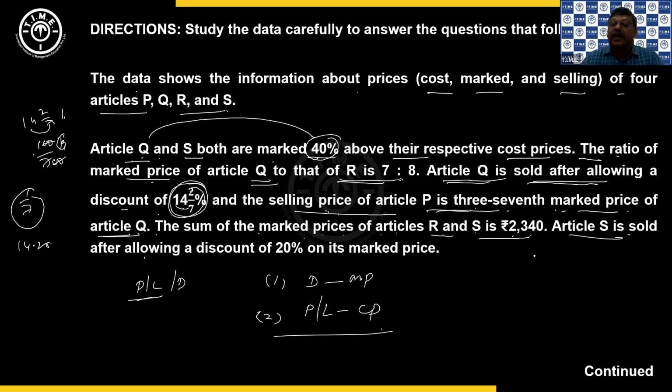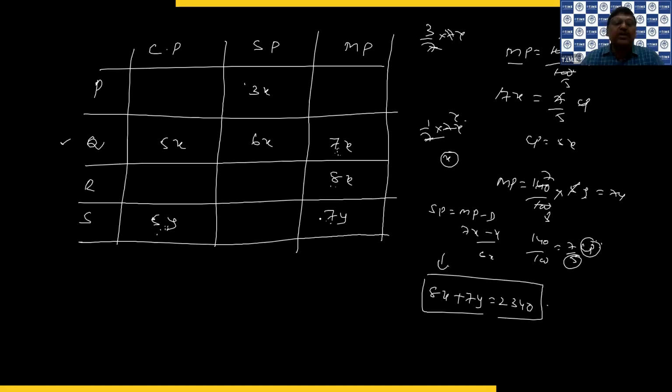Next, please. And the last one, article S is sold after allowing a discount of 20% on the market price. S is sold at a discount of 20%. What is 20% of 7y? 20% of 7y will be, 2 7s are 14 by 10, 1.4y is the discount. So what is the selling price? As I said, market price minus discount. 7y minus 1.4y means, students, it is 5.6y. So 5.6y is the selling price.